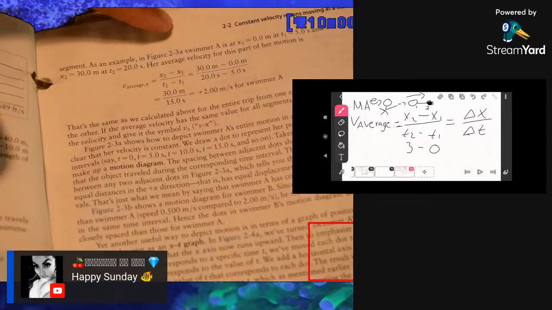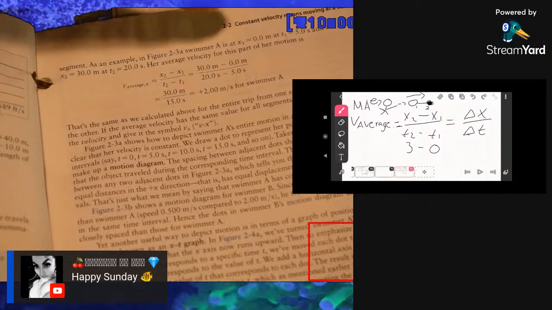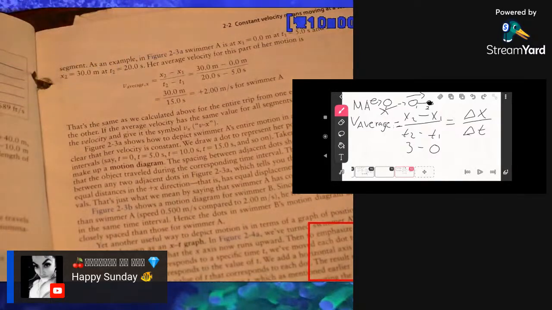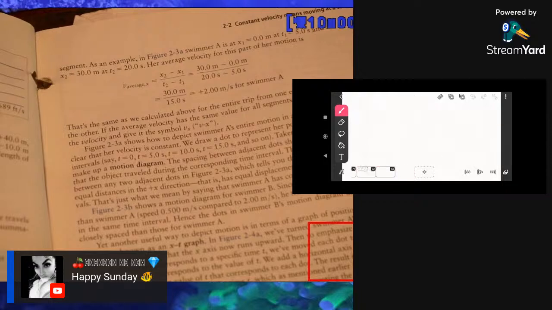All right. So, as an example, 2.3: swimmer A is at x1 equals 0 meters at t1 equals 5 seconds, and at x2 equals 30 meters at t2 equals 20 seconds. Her average velocity for this part of the motion is, let's see, using the equation we're seeing right there, x2 minus x1 over t2 minus t1. We're just plugging in the numbers. So she's at 30 meters minus 0 meters when she started.